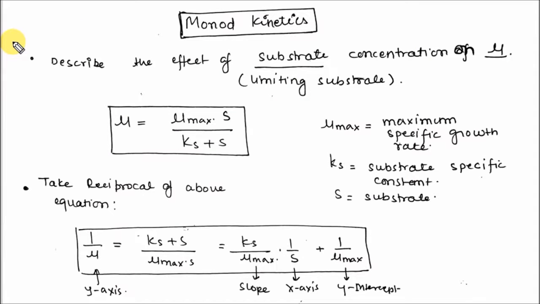What is Monod kinetics? It is similar to the Michaelis-Menten equation in the enzyme kinetics. It describes the effect of substrate concentration on the rate of reaction or specific growth rate constant. Monod derived this equation: mu equal to mu max into S upon Ks plus S. Here mu max is maximum specific growth rate, Ks is substrate specific constant, and S is substrate. The unit of Ks and S is same.